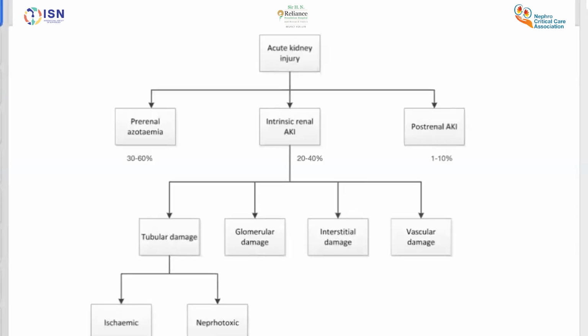Acute kidney injury is divided into pre-renal, intrinsic renal, and post-renal acute kidney injury. Pre-renal azotemia contributes almost 30 to 60%. Intrinsic renal acute kidney injury contributes to 20 to 40% of the total acute kidney injury patients, and post-renal acute kidney injury contributes to 1 to 10%. We'll be seeing it one by one. First we will be seeing pre-renal azotemia.